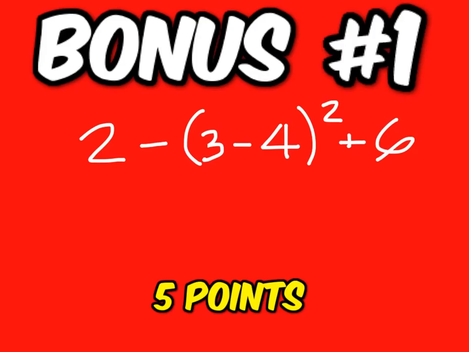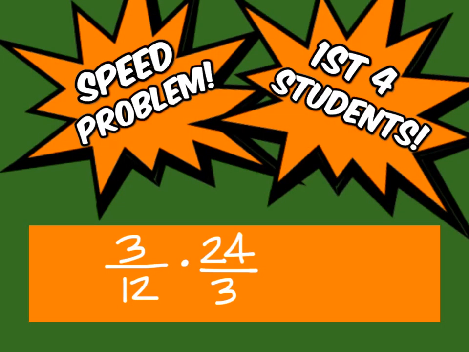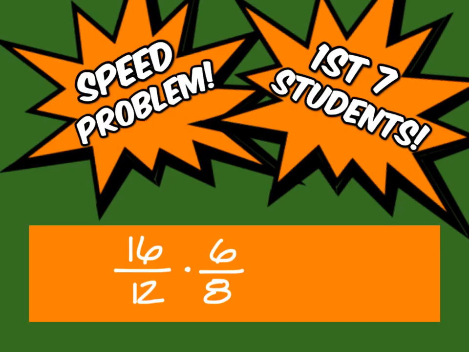To the first 7 people, first 7. Answer is 7. To the first 7 people. 10 points, first 4. The first 7 for 5.